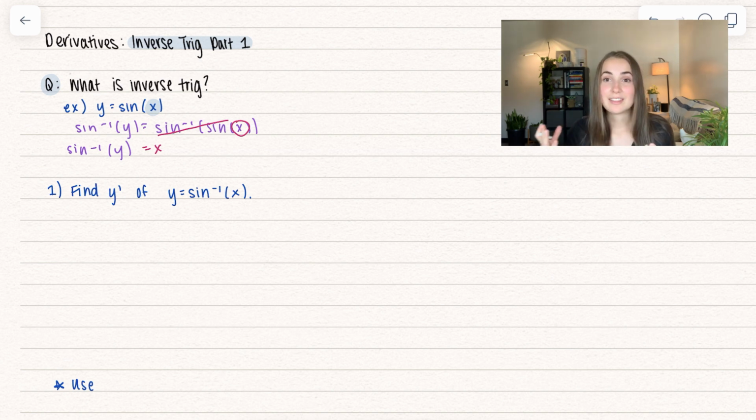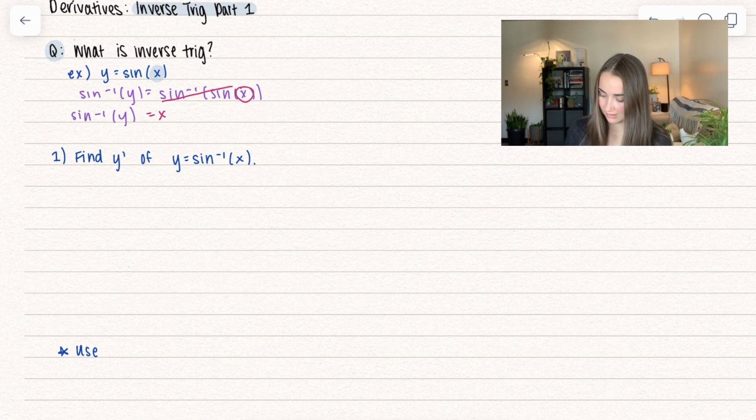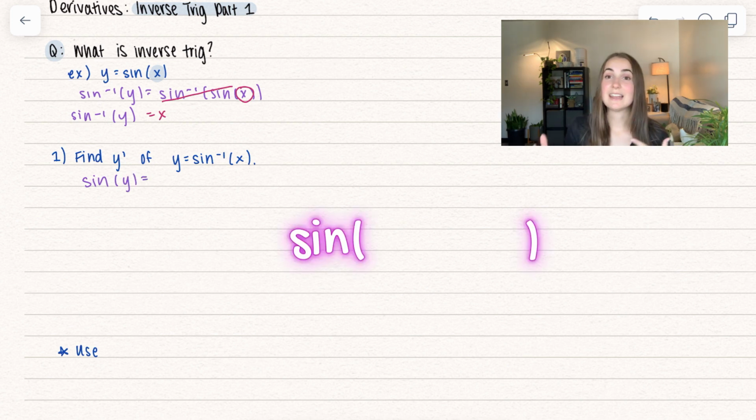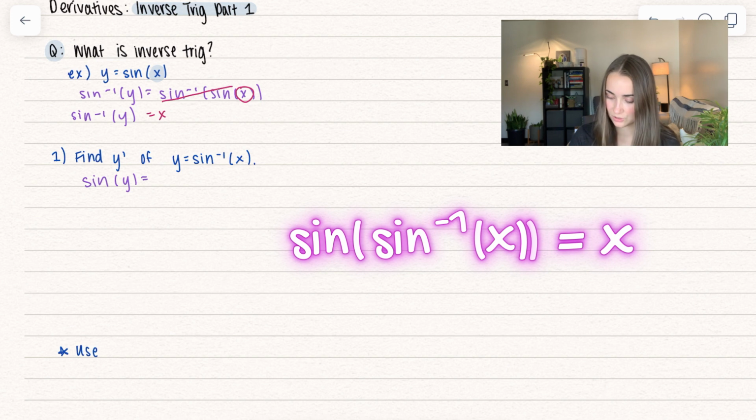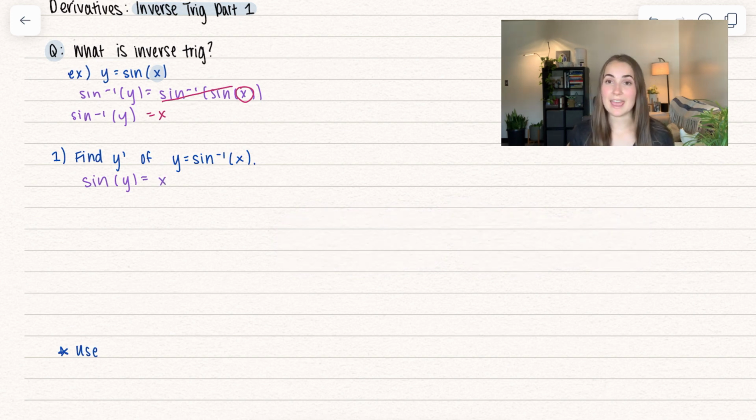So how do we find the derivative of this? We want to find y prime when y is equal to the inverse sine of x. And we are actually going to use a very similar process. So what I'm going to do is take sine of both sides. So here I get sine of y is equal to, and when I take sine of inverse sine, they cancel out and you're just left with the inside. So now we have sine of y is equal to x.